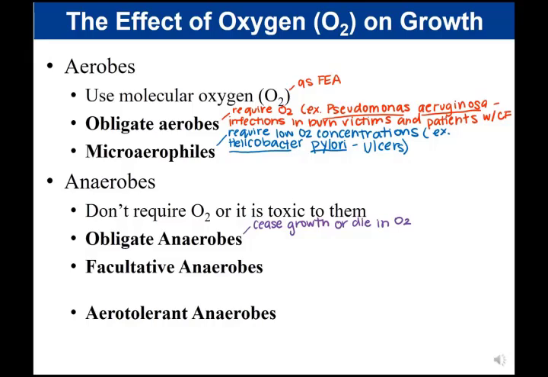And so that's why I was careful to write cease growth or die in O2, because in some cases it's not necessarily going to kill them. However, it will at least inhibit their growth. So we're going to put example, Clostridium perfringens. And Clostridium perfringens causes gas gangrene.